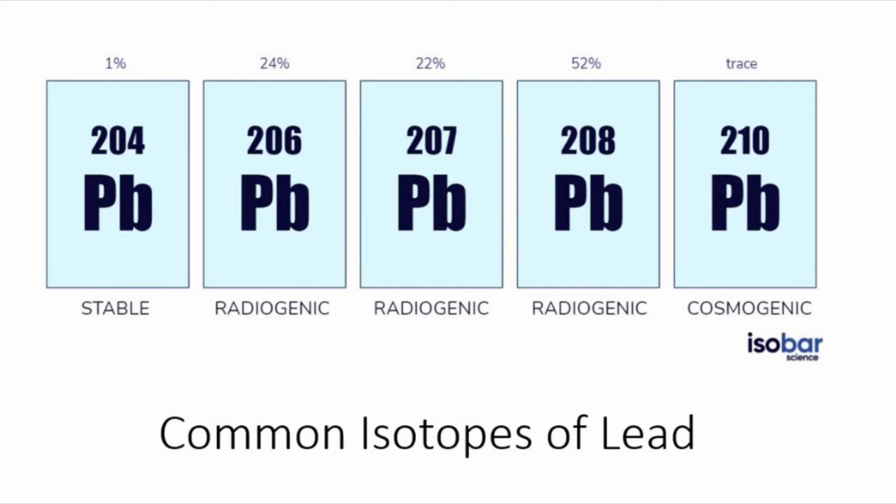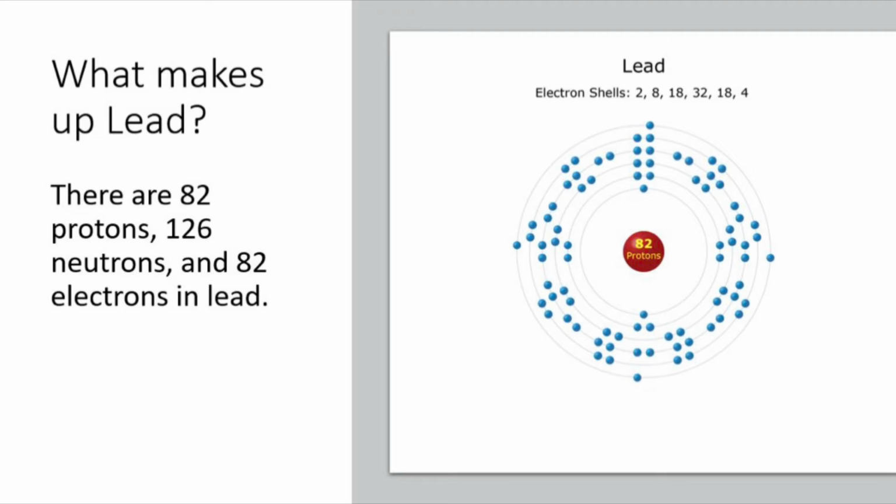Common isotopes of lead are 204 Pb, which is stable, at 1%; 206 Pb, which is radiogenic, at 24%; 207 Pb, which is radiogenic too, at 22%; 208 Pb, which is radiogenic, at 52%; and 210 Pb, which is cosmogenic and trace. What makes up lead? There are 82 protons, 126 neutrons, and 82 electrons in lead.